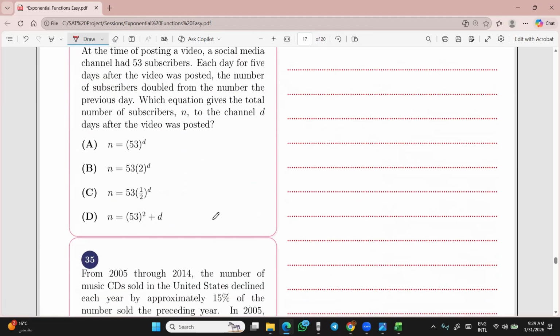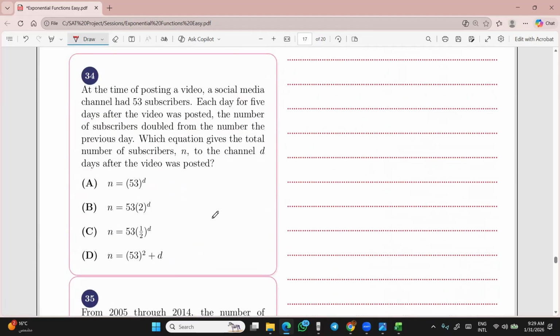Okay, and then question number 34. At the time of posting a video, a social media channel had 53 subscribers. Each day for 5 days after the video was posted, the number of subscribers doubled. Yes, doubled means that the number inside the parentheses should be 2. So whatever the number here, the 2 is inside the parentheses. And it's only mentioned here in letter B. So B is the correct answer. Which equation models the subscription? That's the answer. So 2 inside the parentheses means doubled.